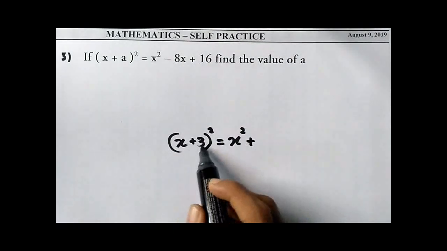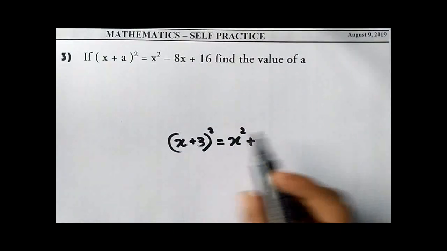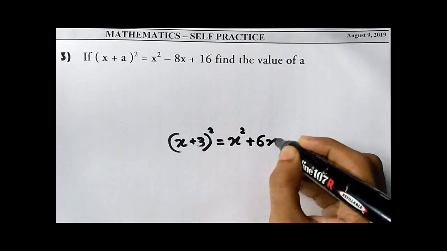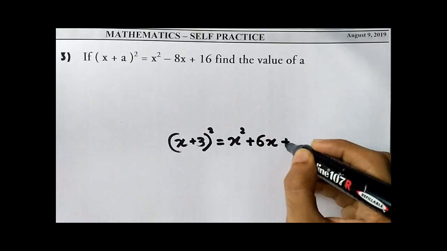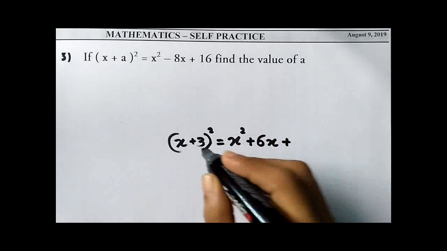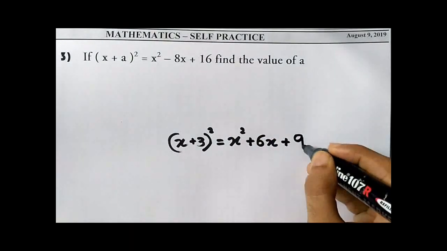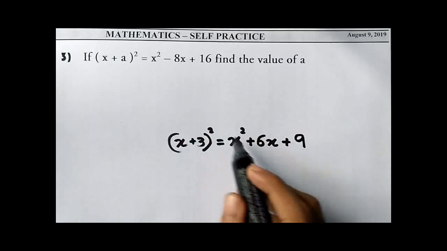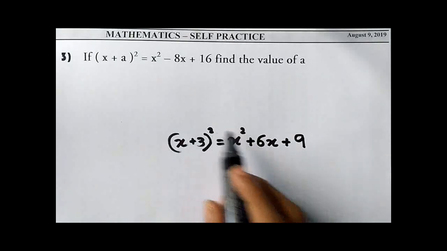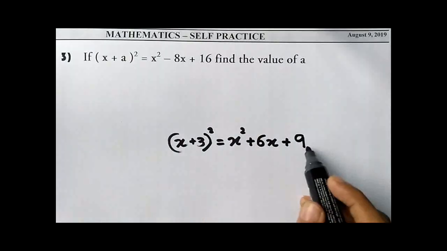Fine. Now we'll multiply them both. x into 3 is 3x, 3x into 2 is 6x. And plus, definitely the last term should be in plus. Now we have to take the square of the second term. 3 squared, how much is that? 9. So you can see x squared, and x into 3, 3x into 2, 6x, and 3 squared, 9.